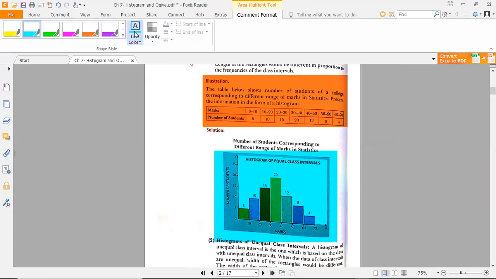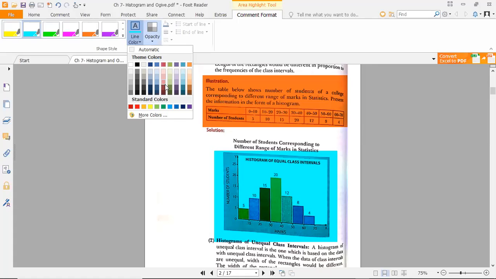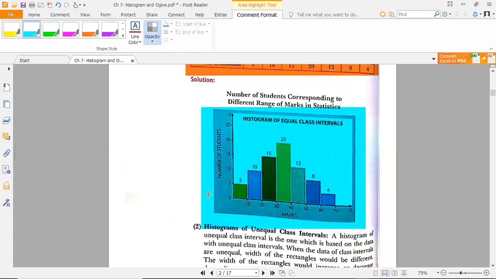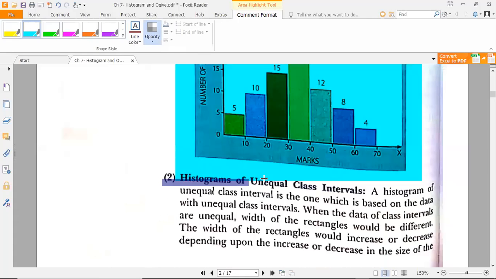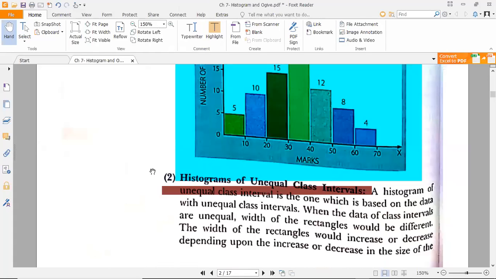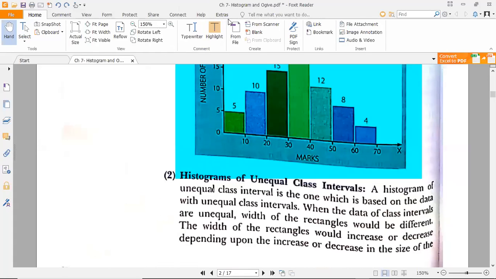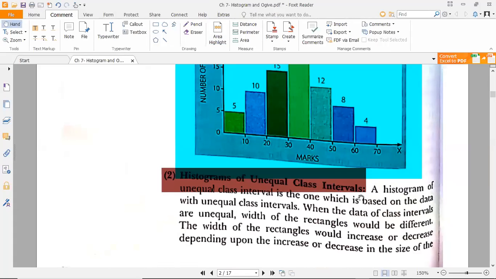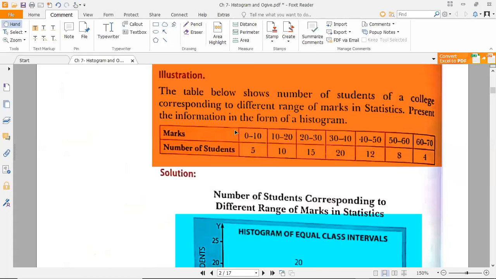We'll be proceeding towards the next topic, that is histogram with unequal class intervals. This is the next topic that we are starting. Histograms of unequal class intervals. Now over here in this question, we were having the class intervals 0 to 10, 10 to 20, 20 to 30, and so on. Now we'll be having unequal class intervals.